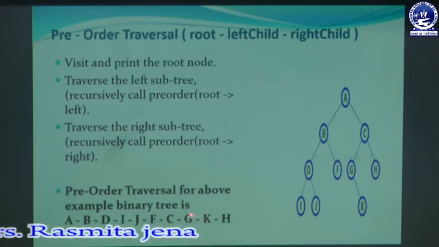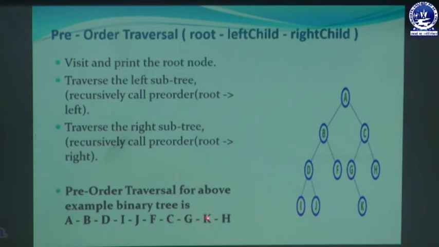Then we will go for the right subtree of the node C, and only node H is present in the right subtree of the node C. So H is visited. After visiting H, we can see all the nodes present in the right subtree of the root node A are visited, as well as all the nodes present in the binary tree, and the order is A, B, D, I, J, F, C, G, K, H. So this is all about pre-order traversal of a binary tree.